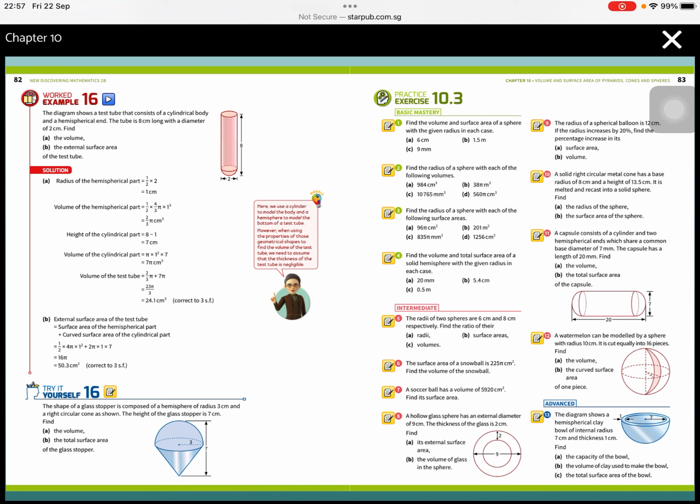Before I begin, just a quick recap. In the topic of spheres, the two main formulas that we have learned are that the surface area of a sphere is 4 pi r square, where r is the radius, and the volume of the sphere is 4/3 pi r cubed. These are the two main formulas that you have learned.